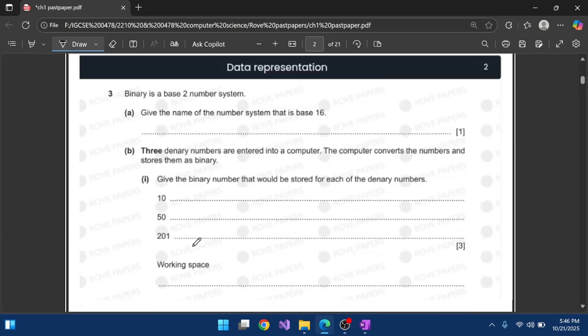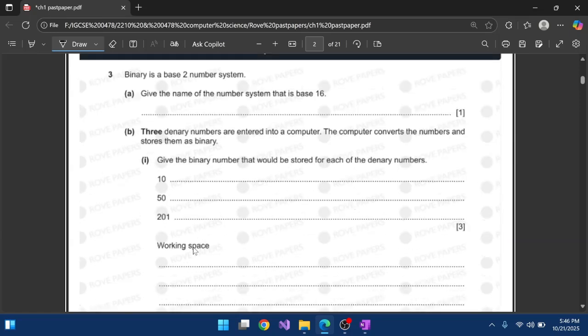Okay, binary is a base 2 number system. Give the name of the number system that is base 16. So hexadecimal, hexadecimal.